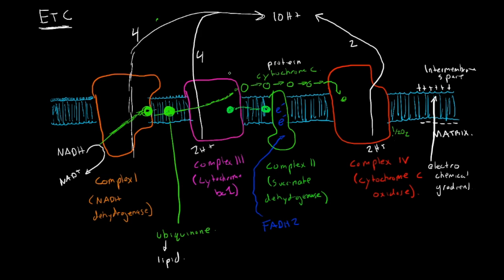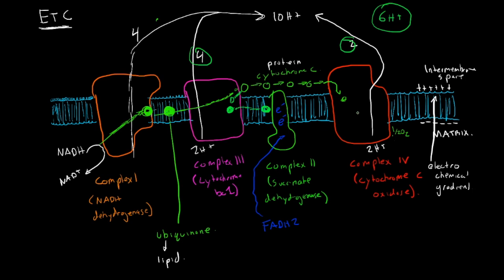It pumps 4 protons. So once again, 4 protons come up. And then to cytochrome C, up here, and then it gets moved to complex 4, where it gets another 2 protons. So in this one, we are getting 6 total protons per FADH2 molecule. So in total, for 1 NADH and 1 FADH2, you're getting 16 hydrogens.